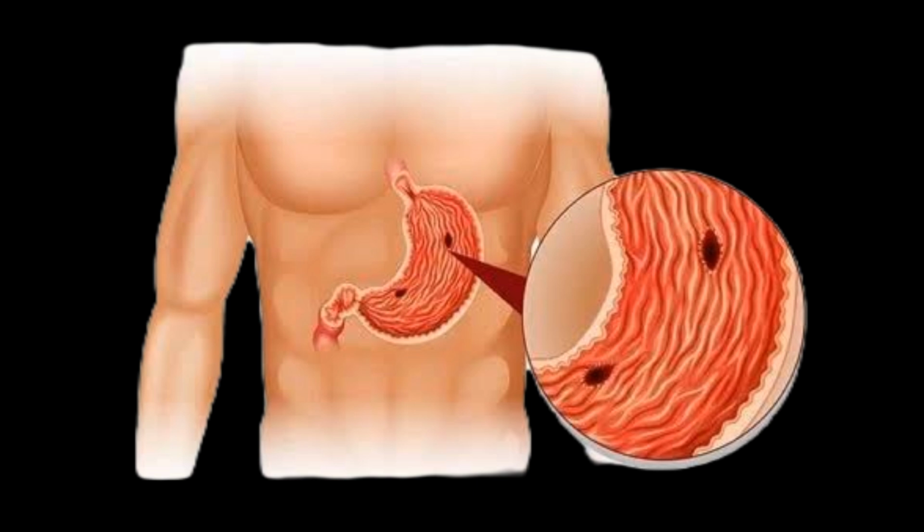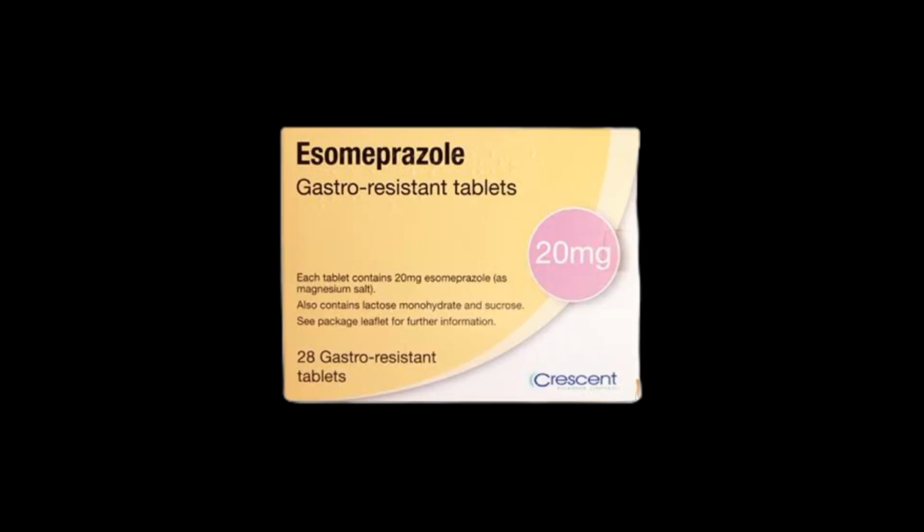Now we will know about its dose and administration. Esomeprazole should be taken 1 or 2 capsules daily and should be swallowed whole and taken 1 hour before a meal.